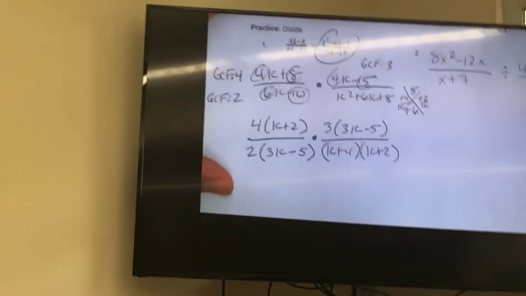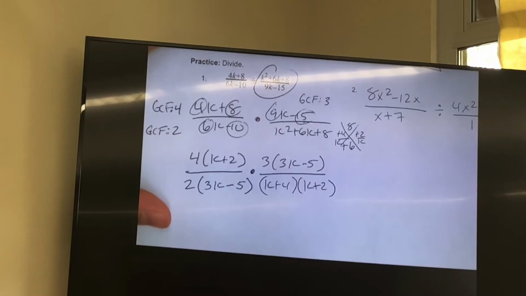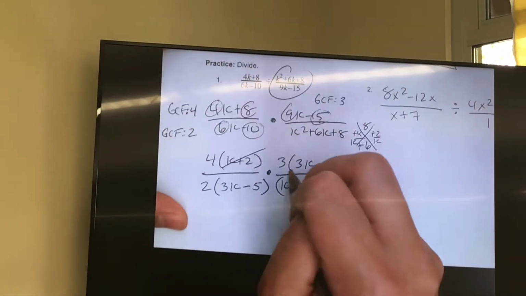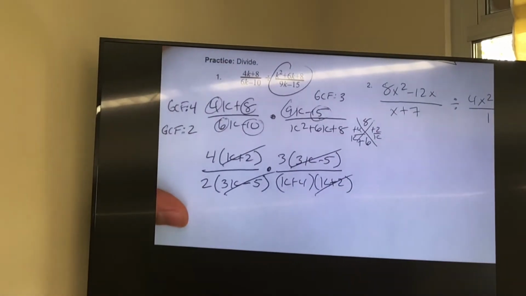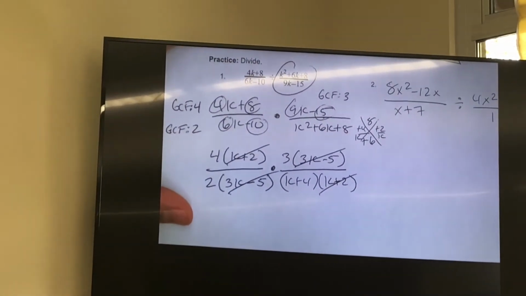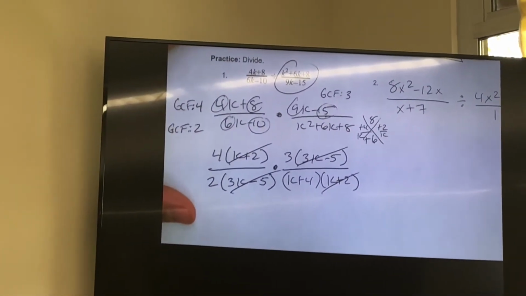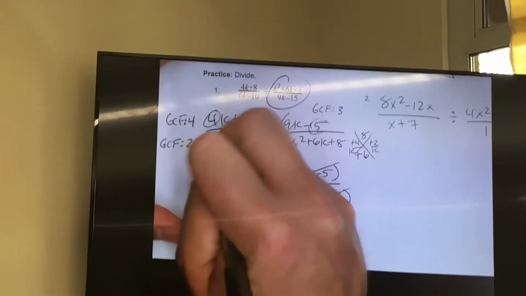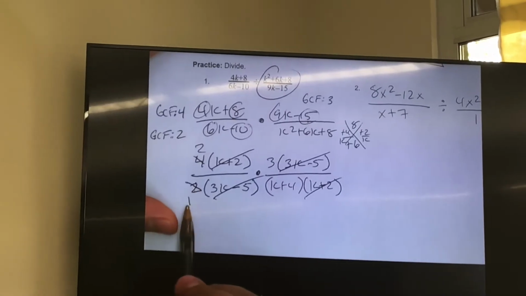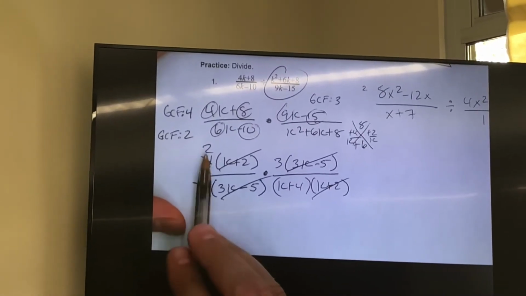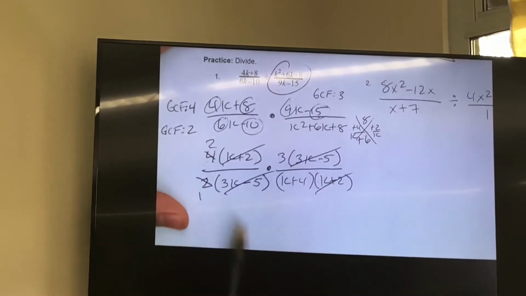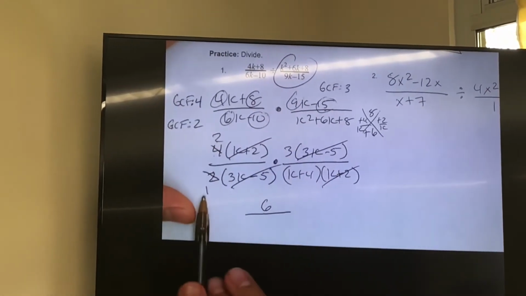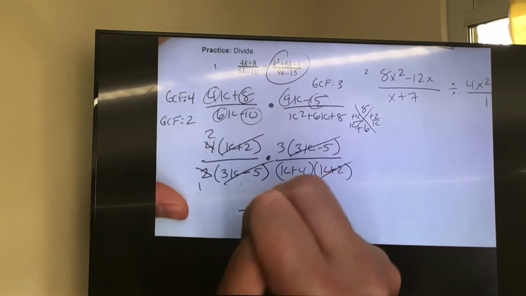Now you should be looking to reduce or cancel. I see I have my k plus 2's. I have my 3k minus 5's. Anything else? Miss May, anything else? Ooh, the 4 and the 2. Nice. So the 2 goes into itself once, and the 2 goes in here twice. So we're left at top with 2 times 3, which makes 6. On the bottom, just the k plus 4.